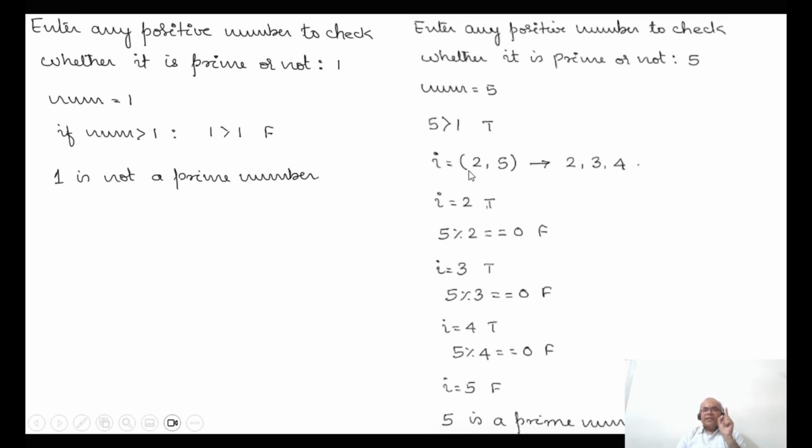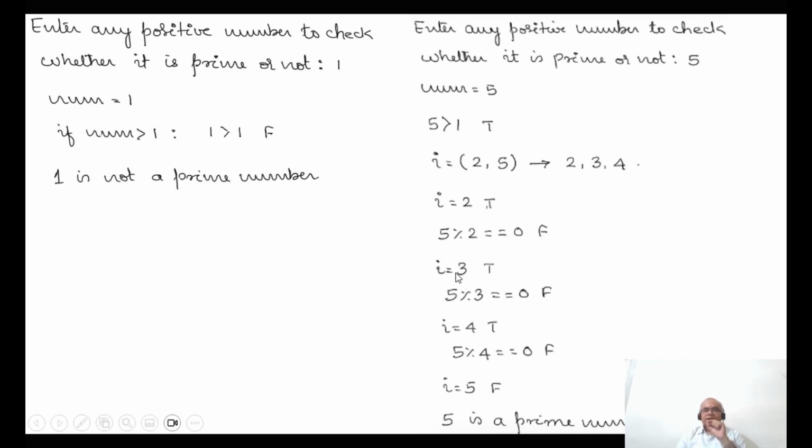So for i in range 2, num. What is num? Num is 5. So how many cases do you need to check? 2, 3, 4. Is i equal to 2? First one, i is equal to 2? Yes. 2 is within 5. Condition is true. If num % i is equal to 0, what is num? 5. i is 2. Iteration. Is this remainder equal to 0?